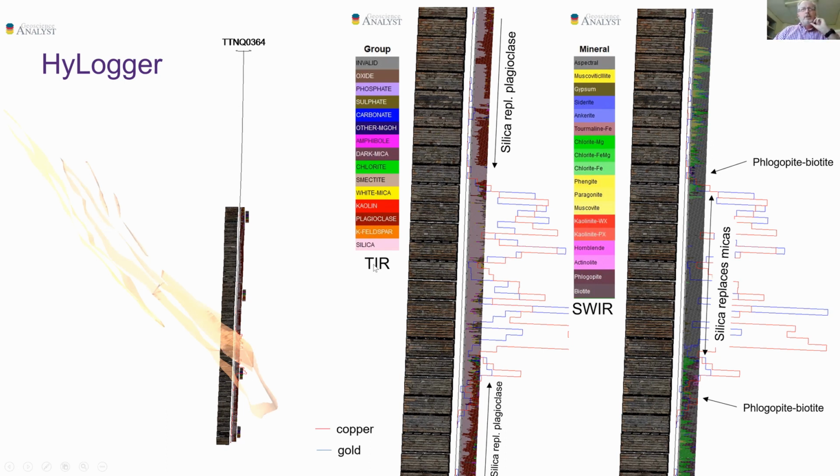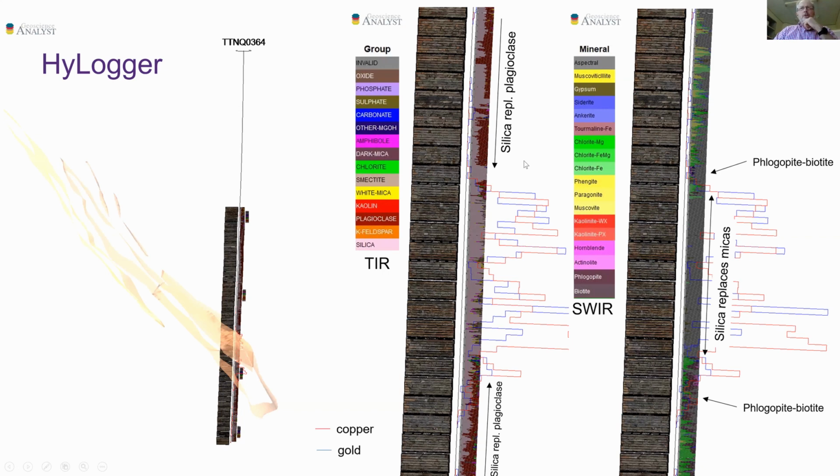And now the drill hole, this is the thermal infrared, and what we can see is the drill core photos, and then this is the standard HyLogger display where the colours represent the different minerals. It's not absolute quantitative mineralogy, it's indicative mineralogy. And over on the right here is the shortwave infrared, and then you can see where the gold and copper grades are here.